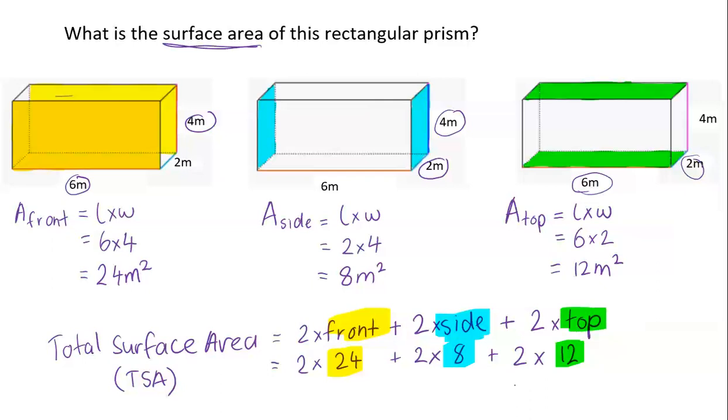And so we need to calculate the total surface area of this rectangular prism. So what we do is we enter these values into our calculator. You have 2 times 24 meters plus 2 times 8 meters plus 2 times 12 meters. So go ahead and do that. Enter that into your calculator and see if you get the same answer as me.